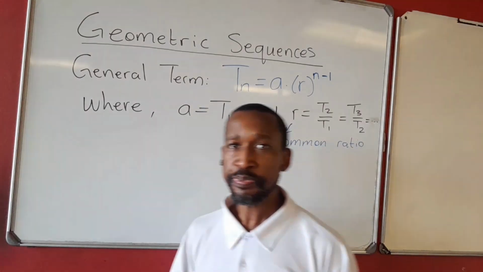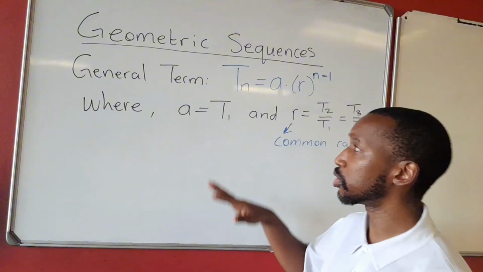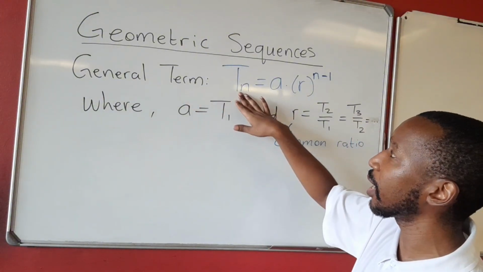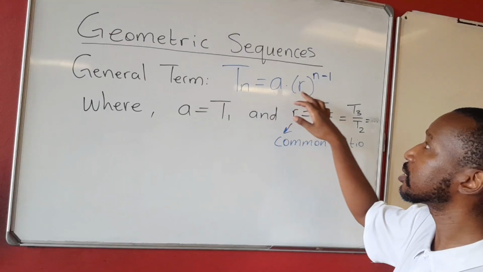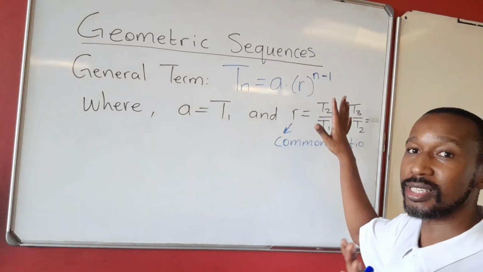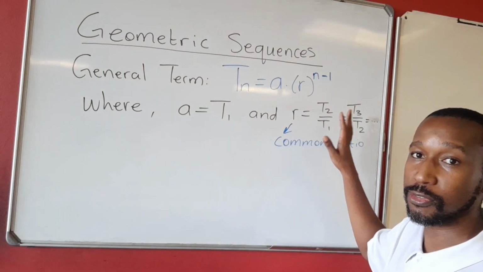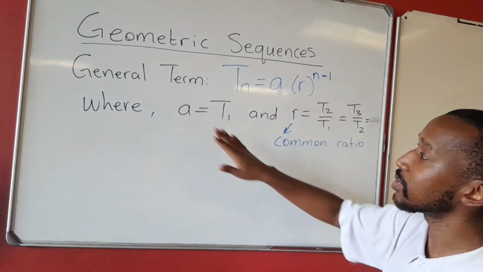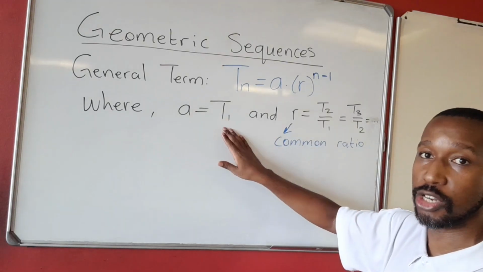So number one, they will have a general solution that looks like this: Tn is equal to A times r to the power n minus 1. So here we need to discuss the formula and what each part of it represents. We find that A is actually the first term of the sequence.